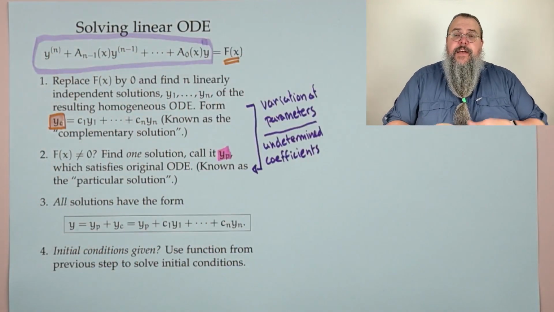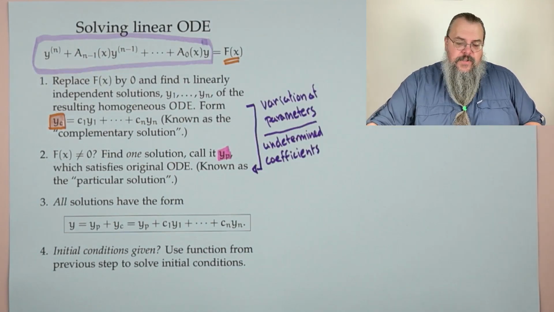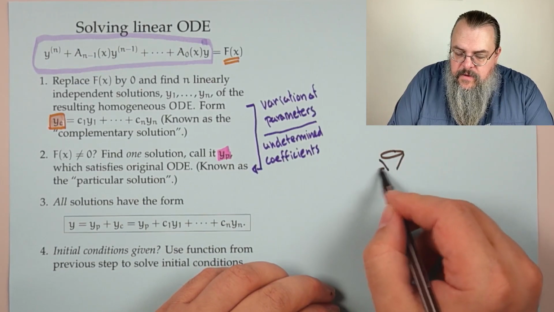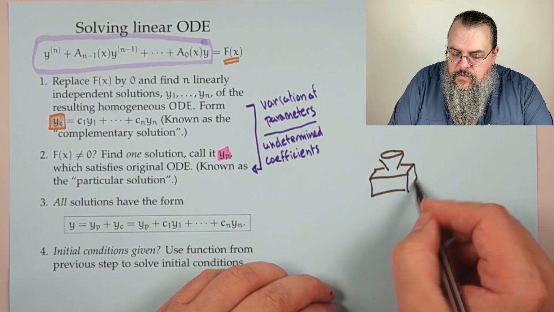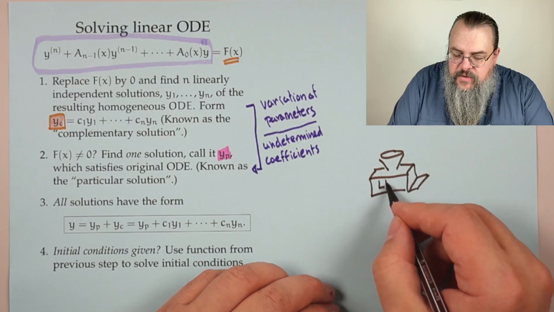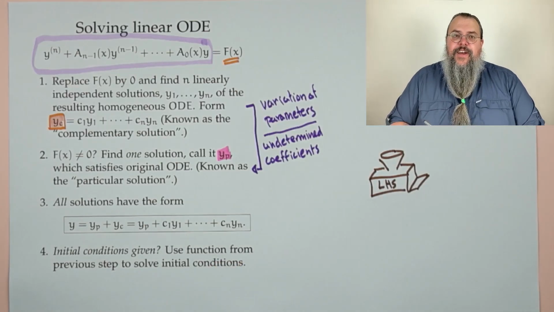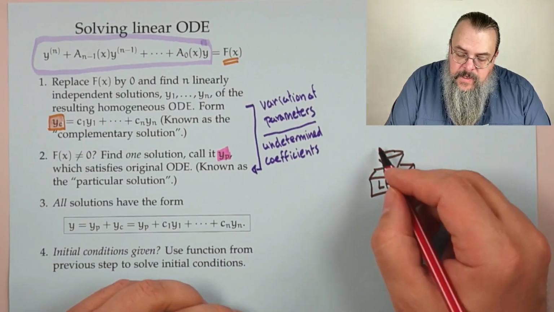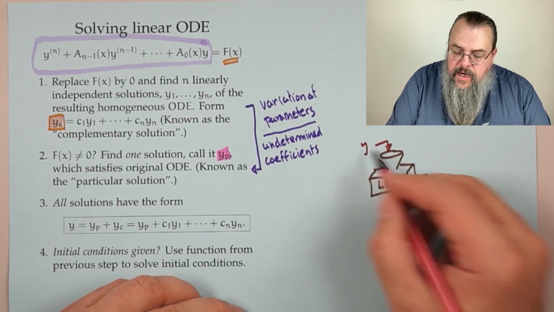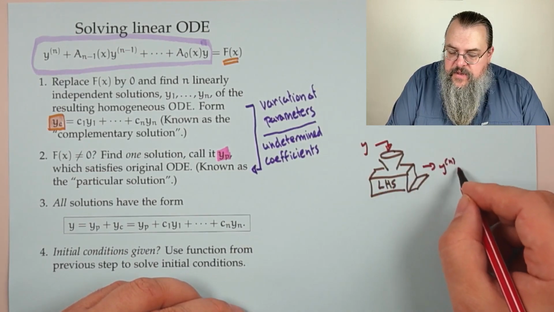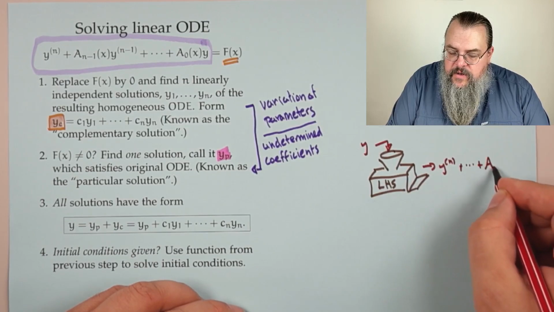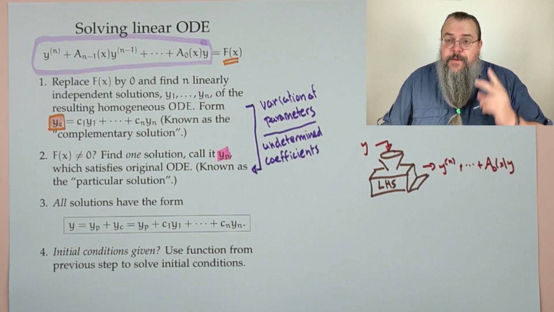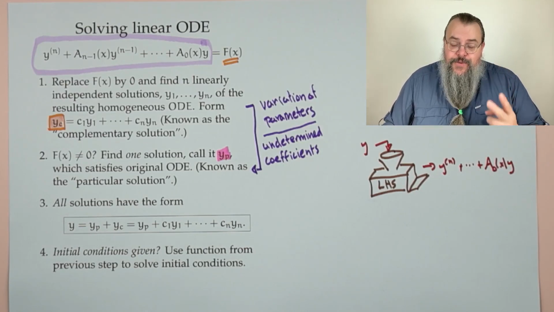I want to think of this as a machine. And so we have the following picture. I must say all my machines look the same. So here's our left-hand side. In other words, we throw in a function, and out pops our nth derivative, all the way down to our a0 x, y.